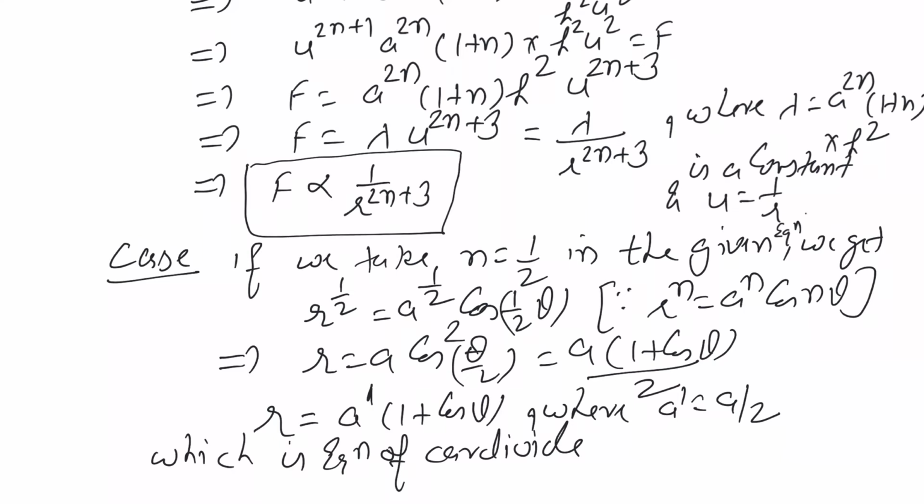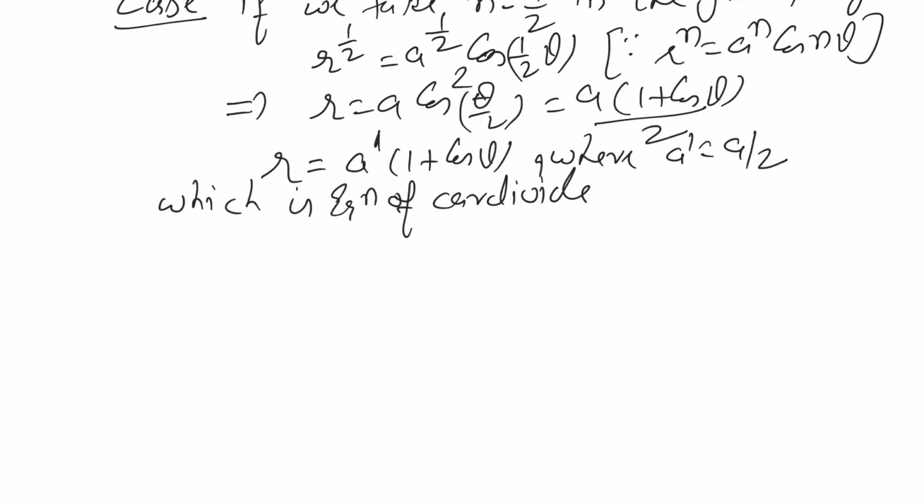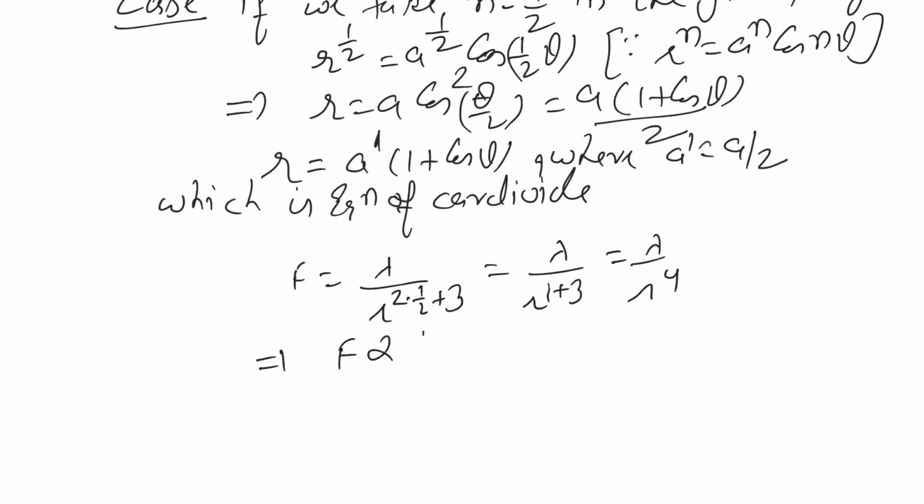Now say this equation is equation number a. Now substituting n is equal to 1 by 2 in equation number a, we get f is equal to lambda r raised to the power 2 into 1 by 2 plus 3, which is lambda r raised to the power 1 plus 3, that is lambda r raised to the power 4. This implies f varies inversely proportional to r raised to the power 4 when it is representing the cardioid. So this was the problem.